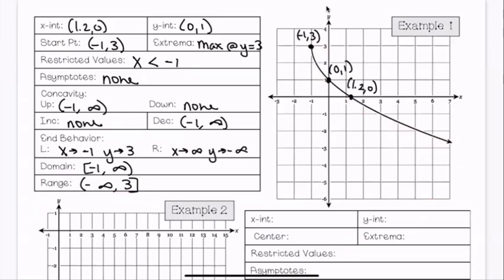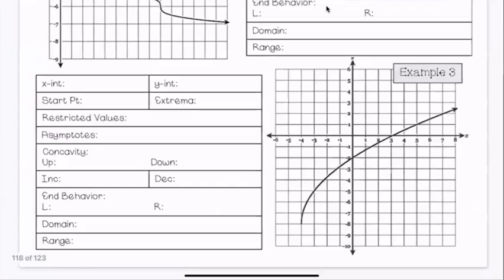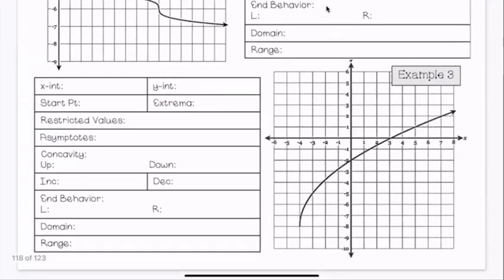Everything else I think is generally pretty solid. Maybe restricted values, remember that's where we don't exist. So I looked where my graph does exist. I just looked at the opposite of that. So it exists until -1. It doesn't exist this way in the smaller numbers. Okay, scroll down. Go ahead and pause, try number 3, and then come back when you're ready.